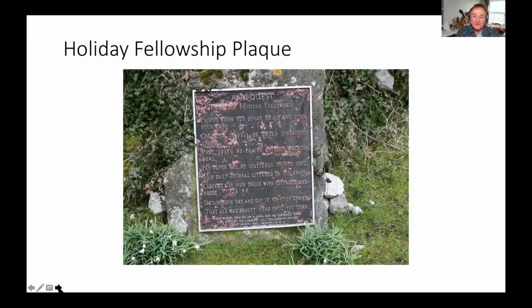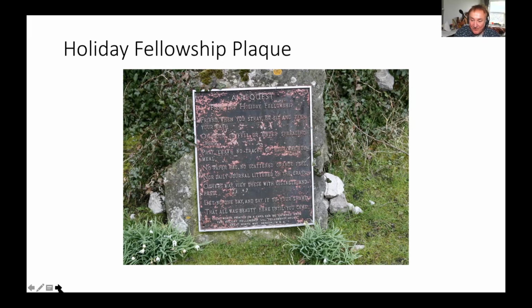And then this odd one, which is easy to miss, which faces you at the end of that pack horse bridge, called the Holiday Fellowship plaque. It's rather unusual because you might be able to read it on the photograph, but it says, "A request from the Holiday Fellowship. Friend, when you stay or sit and take your ease on moor, fell or under spreading trees, pray leave no traces of your wayside meal, no paper bag, no scattered orange peel, nor daily journal littered on the grass. Others may view these with distaste and pass. Let no one say, and say it to your shame, that all was beauty here until you came."